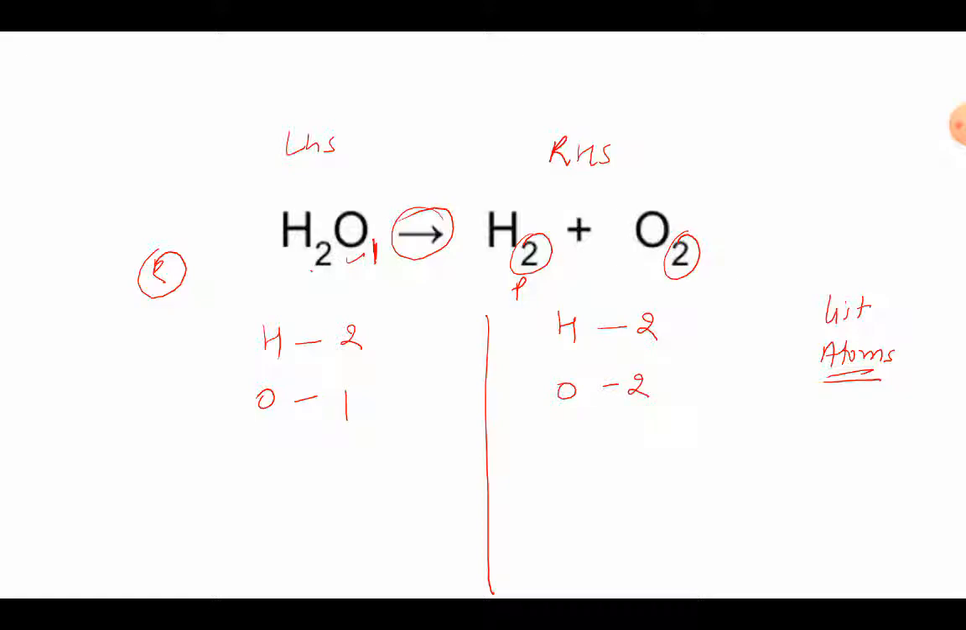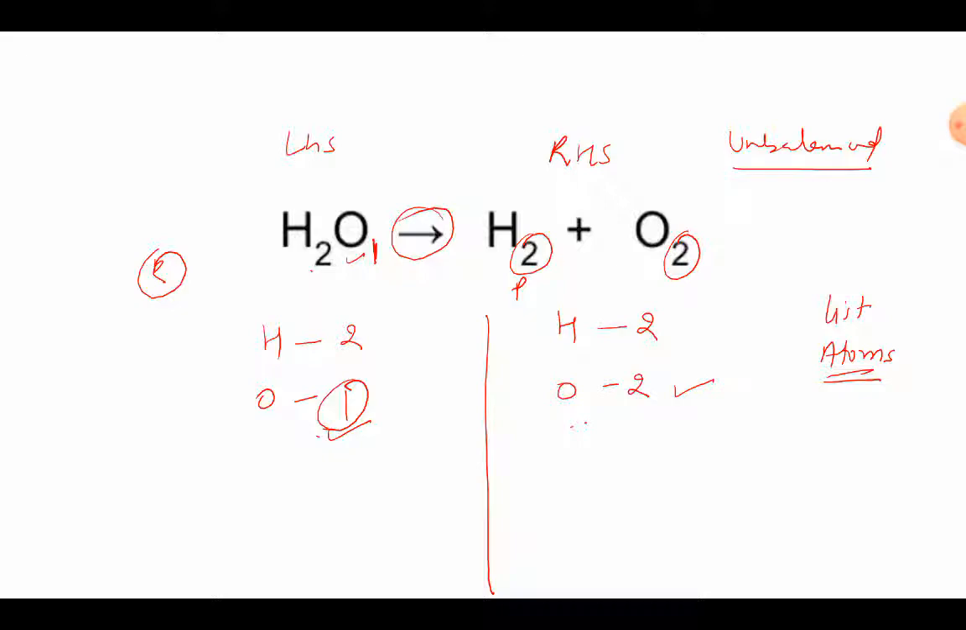So now we can see that hydrogen atoms are equal, but oxygen atoms are not equal, right? So it is an unbalanced chemical equation. Now we have to balance this chemical equation. So obviously we will start with oxygen because it is not balanced. So it is 2 and it is 1. So we have to balance this one, right? So how can we balance it?